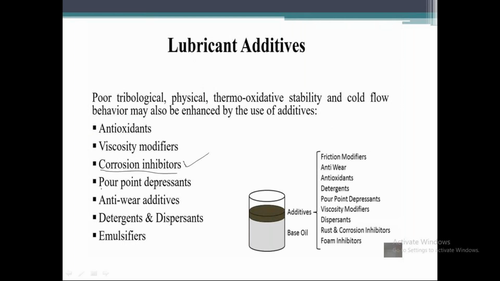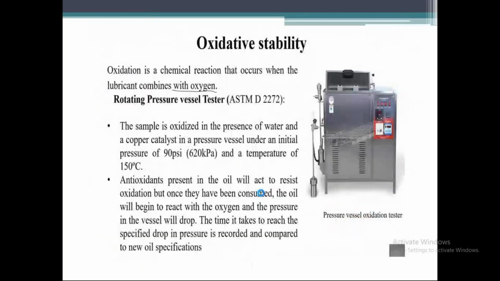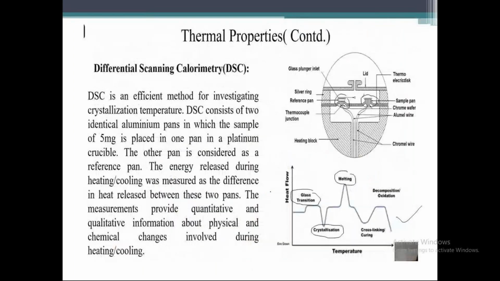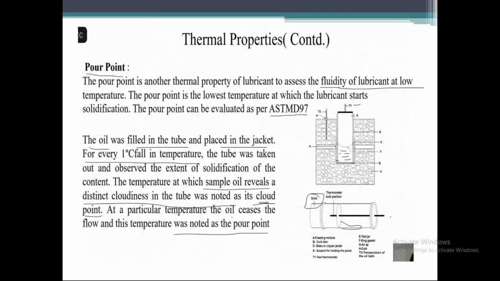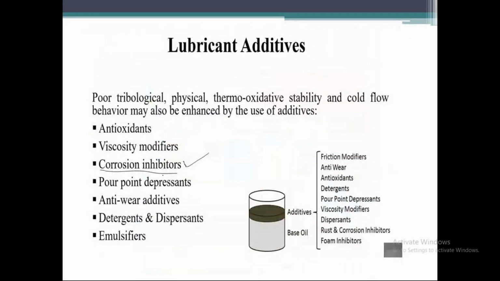And suppose you did your pour point test, and you found that at, say, 20 degrees Celsius your lubricant is getting solidified, but your operating condition is, say, 15 degrees Celsius. So you have to further reduce the pour point. For that, we can go for these additives. You add a pour point depressant and reduce the pour point. Similarly, anti-wear additives are there, emulsifiers, etc.